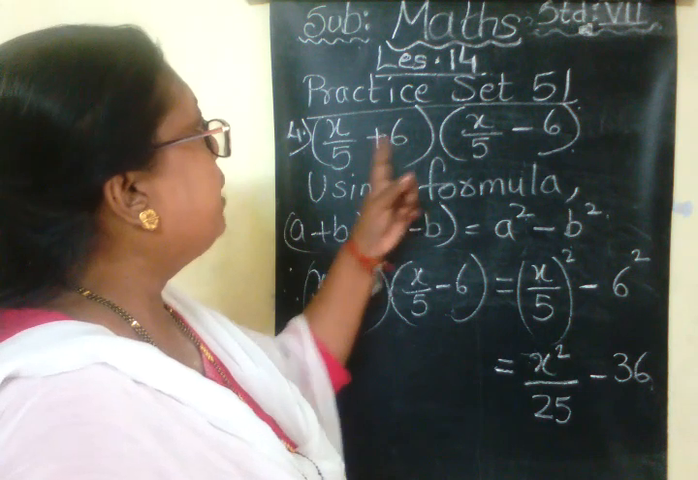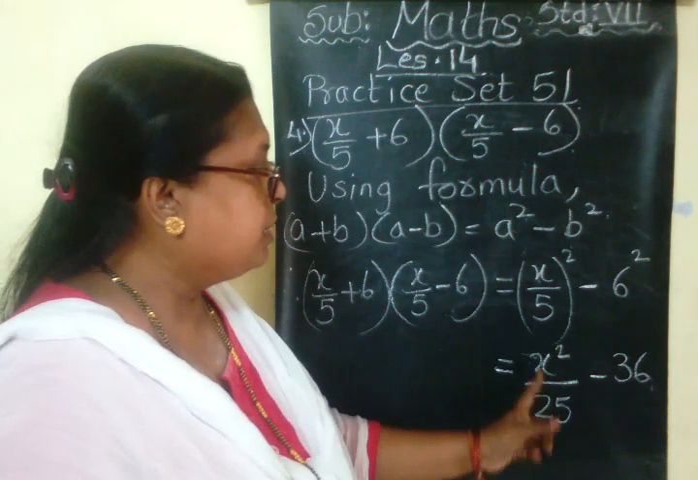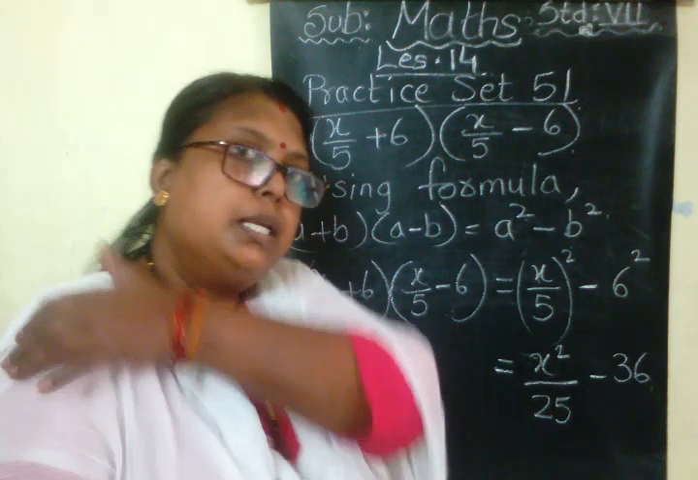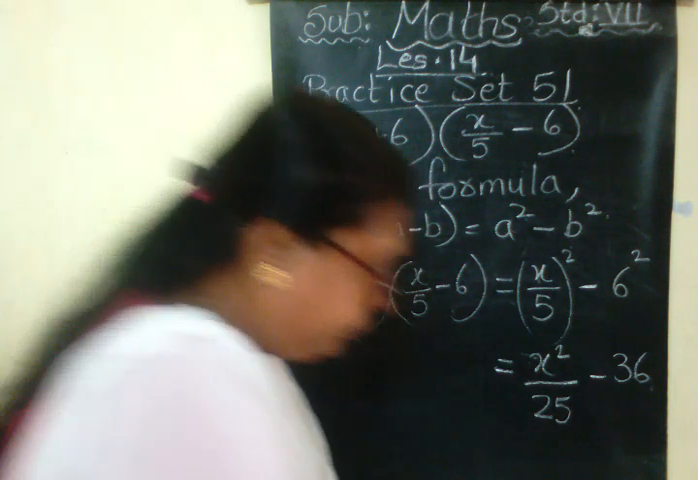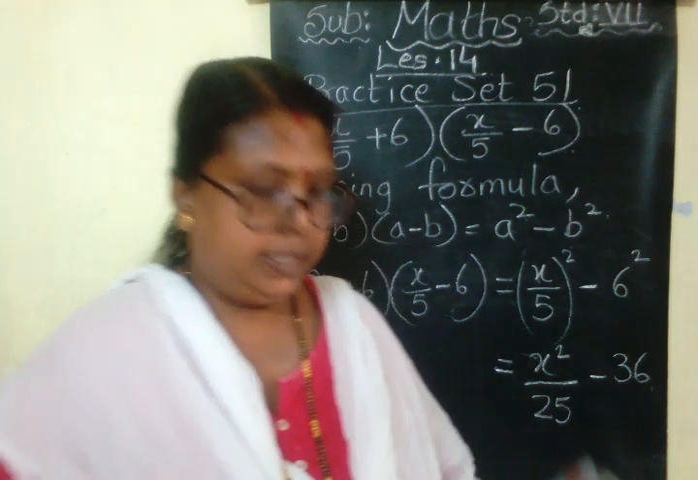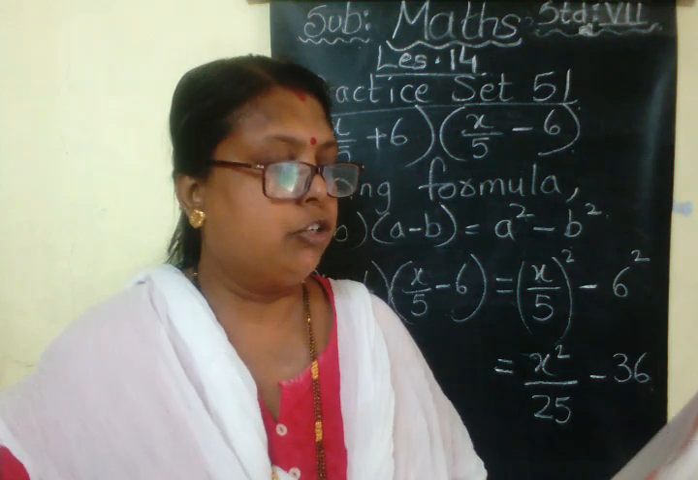So (x upon 5 plus 6) multiplied by (x upon 5 minus 6) gives you the answer x square upon 25 minus 36. Okay. So second and third will be homework. In the next lecture, I will give you the answer. Now see the second question.